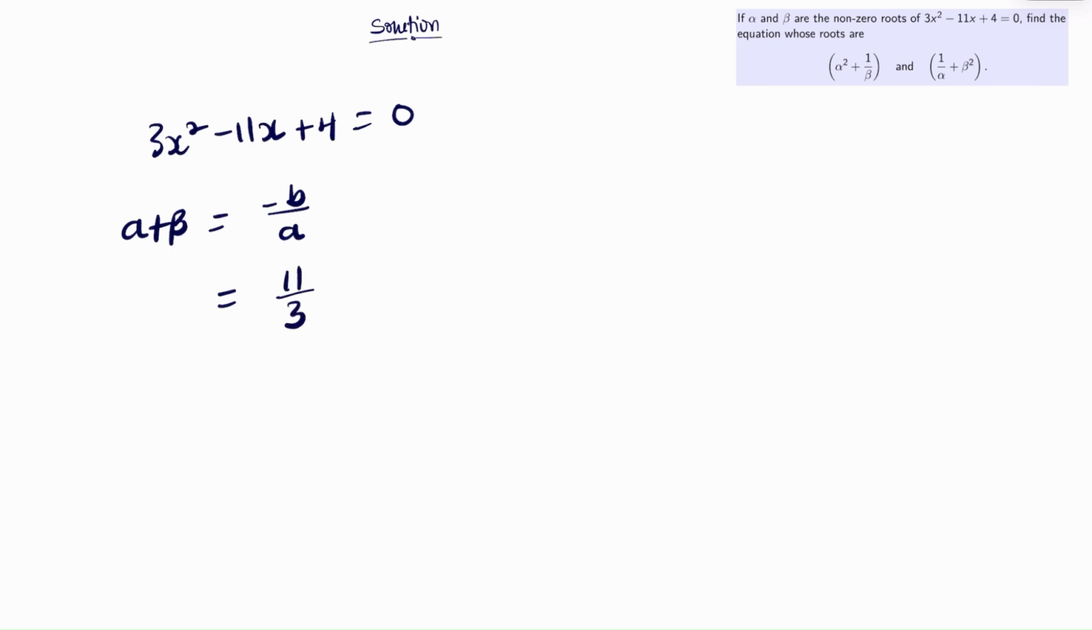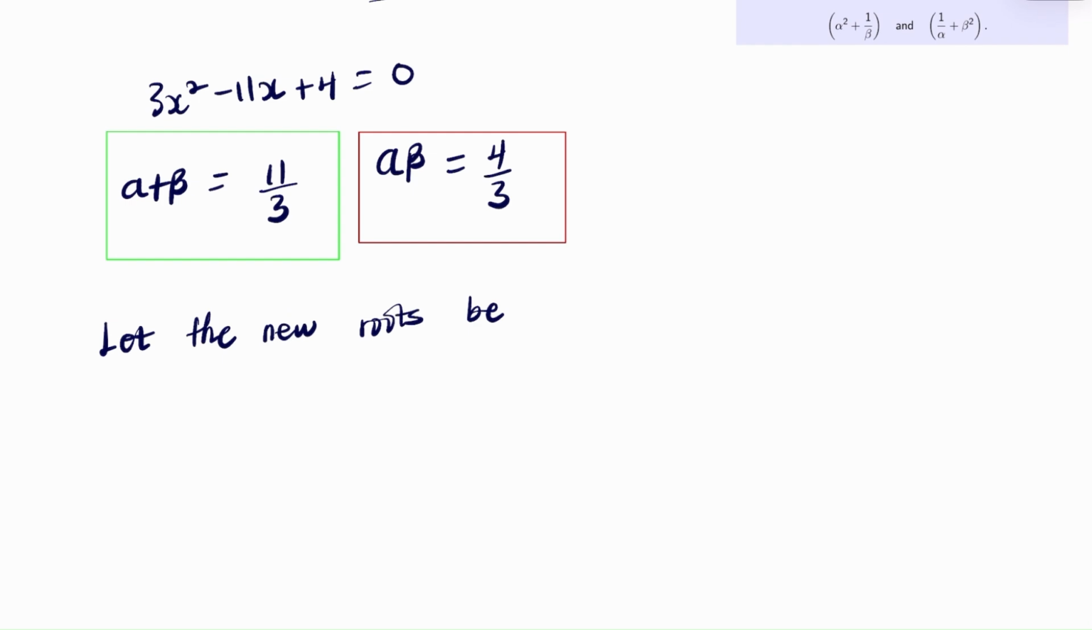And also alpha times beta should be equal to c on a. So here c is giving us 4. So we are going to have alpha times beta to be giving us 4 on 3. Let the new roots be r1, which is equal to alpha squared plus 1 on beta, and r2, which is equal to 1 on alpha plus beta squared.